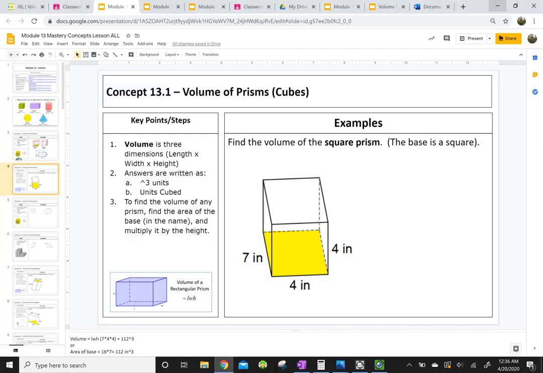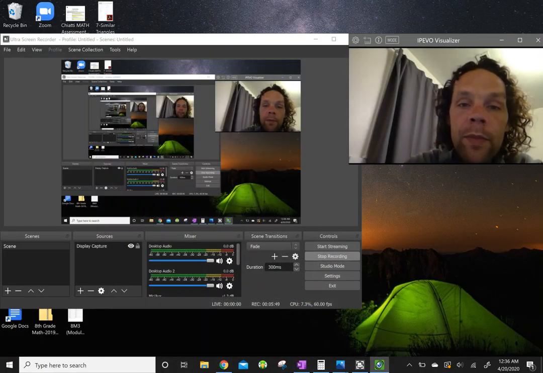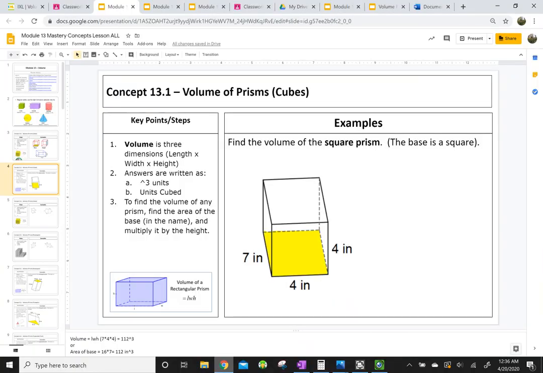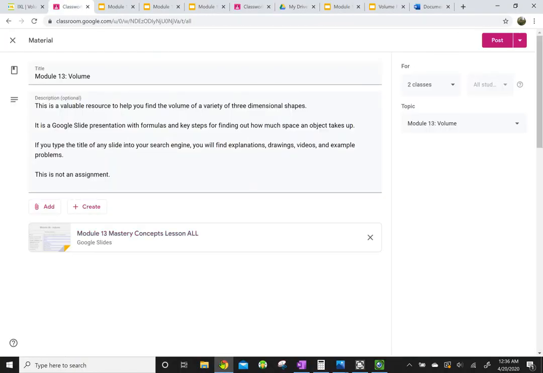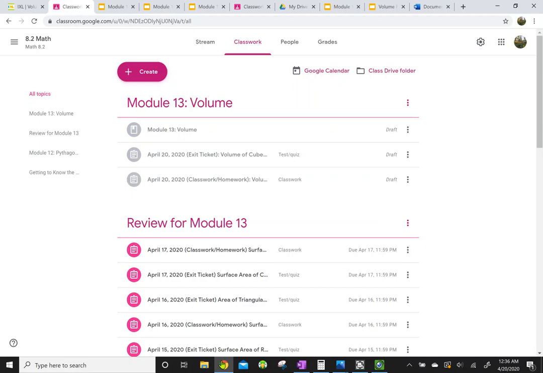Okay, so again, I'm going to go back here into the classroom, and today you're going to find in your classwork, right, it says classwork homework.